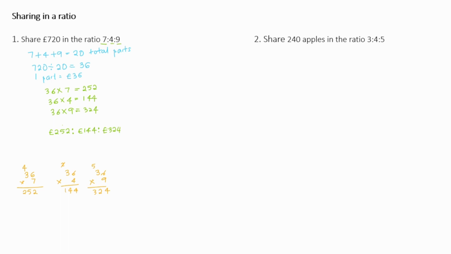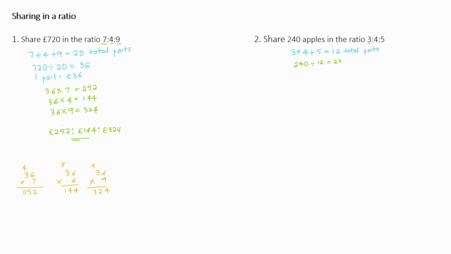For number 2, we are being told to share 240 apples in the ratio 3 to 4 to 5. So again, we are going to add our numbers in our ratio, 3 plus 4 plus 5, to give us the total parts that we need to divide our apples in, which gives us 12 total parts. Because we are sharing 240 apples into 12 total parts, that means we are going to have to divide 240 by 12, and that gives us 20.